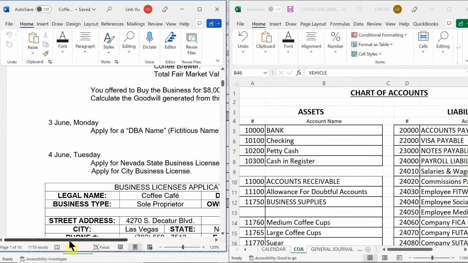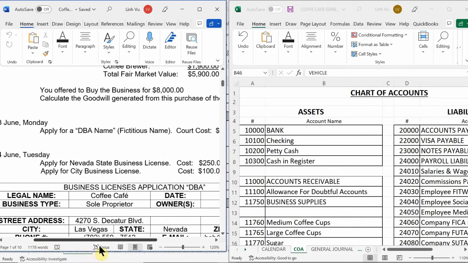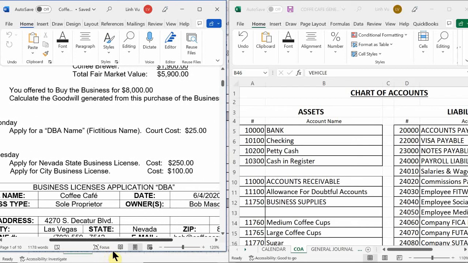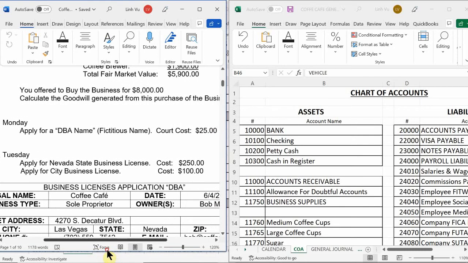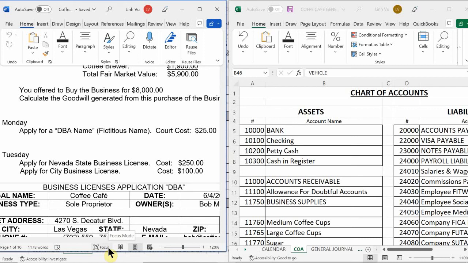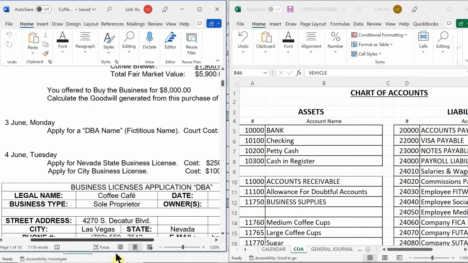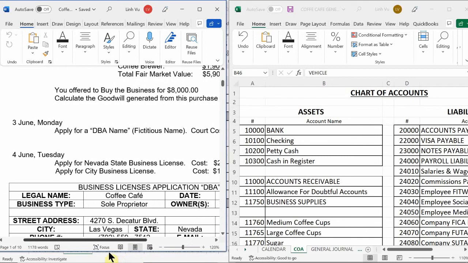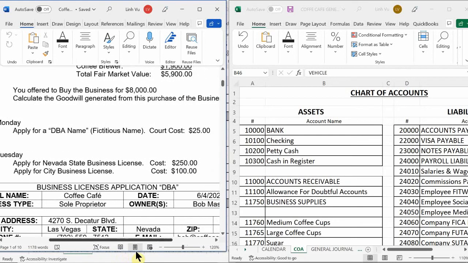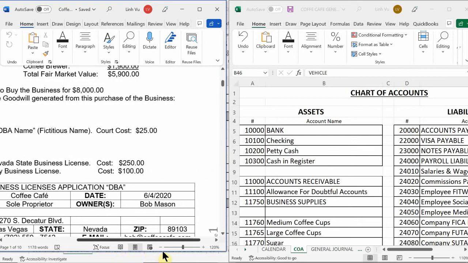Okay. So it's June 3rd, and we decided to apply for a DBA name, which stands for Doing Business As. Okay, so there is a local website that you can go to for the state of Nevada to apply for a Doing Business As license. So it's a license that you apply to from the state. And what this does is this creates the business name, and we're going to change it to Coffee Cafe.